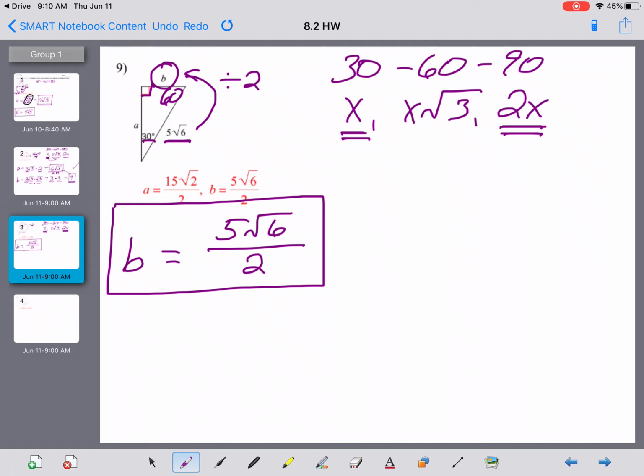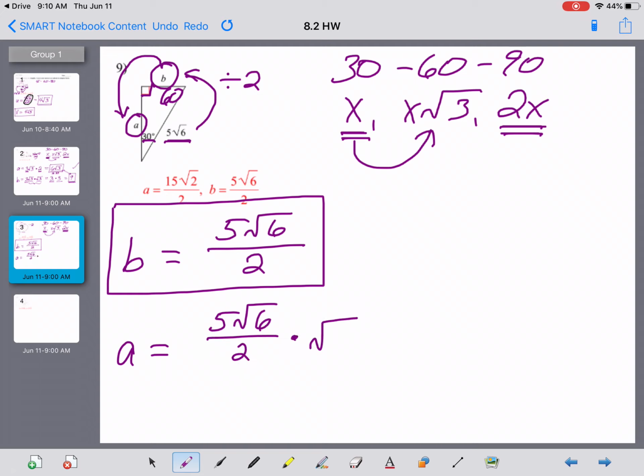Now, we need to figure out the length of A, which means we're now going from our short leg over here to our long leg. And the way we go from short leg to long leg is to multiply by the square root of 3. So A is going to be your short leg, which we just found to be 5 root 6 over 2, and we're going to multiply that now by the square root of 3. Ooh, and this one gets interesting. Okay, what can we do to simplify? We've got a root 6 multiplied by a root 3.